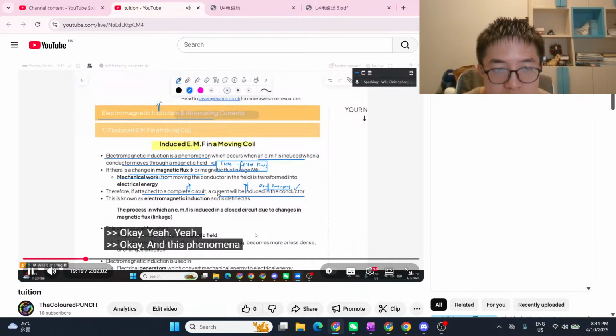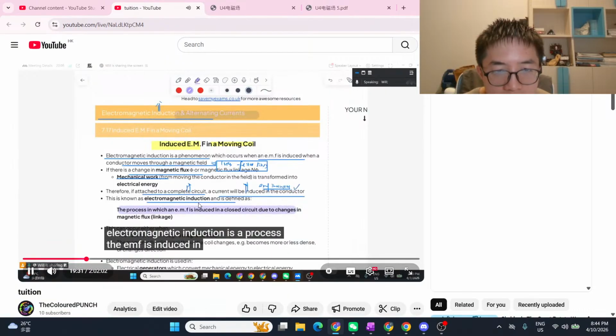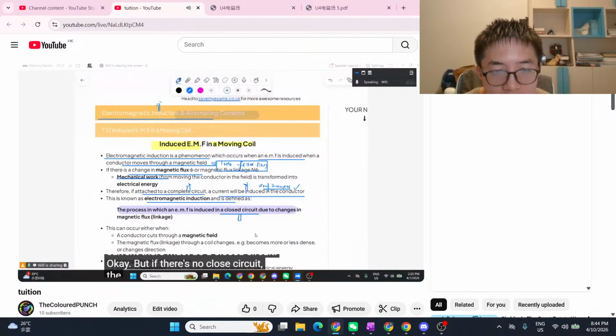Okay, and this phenomenon we call electromagnetic induction. So remember the definition. Electromagnetic induction is a process. The EMF is induced in the closed circuit. If we want to produce the current, there must be a closed circuit. But if there's no closed circuit, the EMF is still induced, right? But there's no current induced. Understand it?